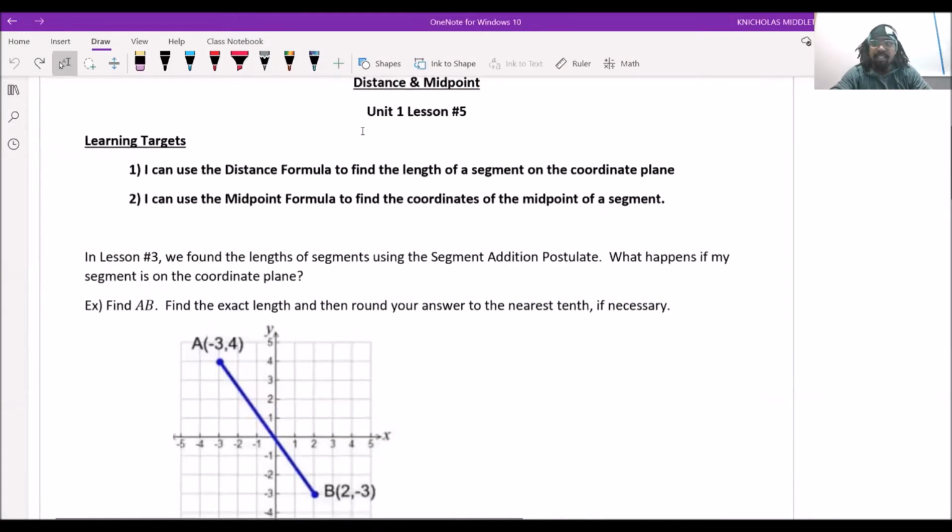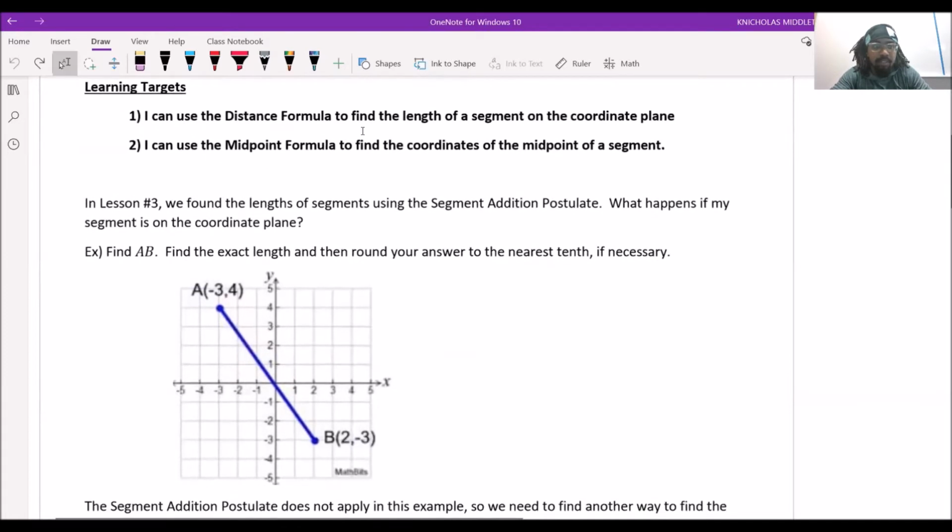Today we're going to look at the distance and midpoint. At the end of this video, you should be able to use the distance formula to find the length of a segment in a coordinate plane, and you should be able to use the midpoint formula to find the coordinates of the midpoint of a segment.